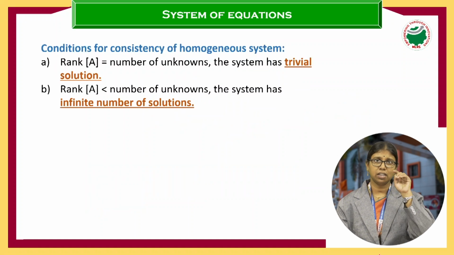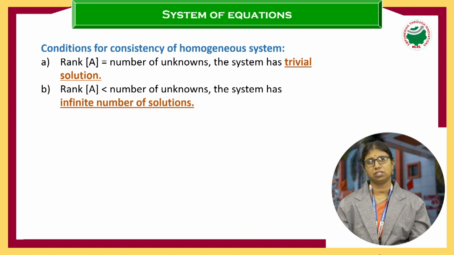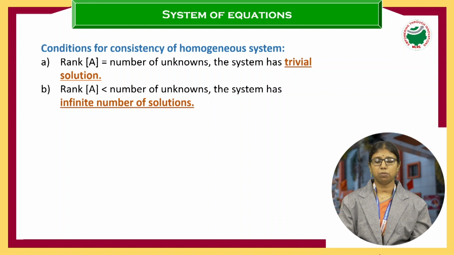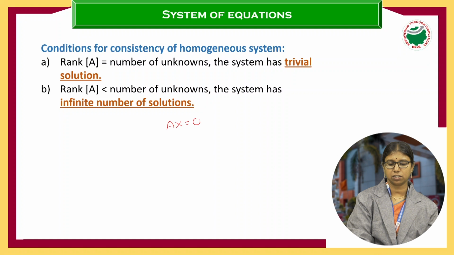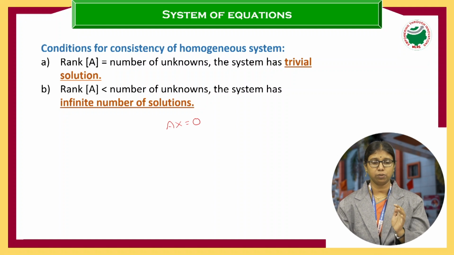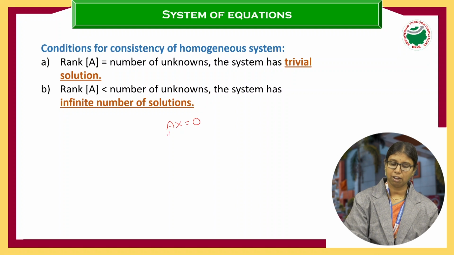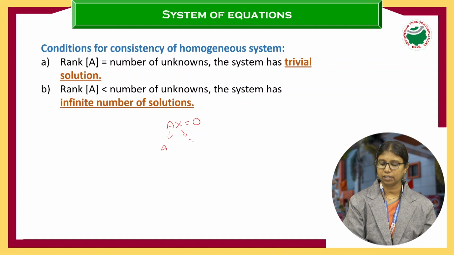Now, first we'll see how to solve the homogeneous system of equations. Then we'll go to the non-homogeneous system of equations. Homogeneous system of equations means in Ax equal to B, B must be equal to 0. Your right hand side value must be 0. So in this notation, you have matrix A, a constant matrix, and the unknown vector x.